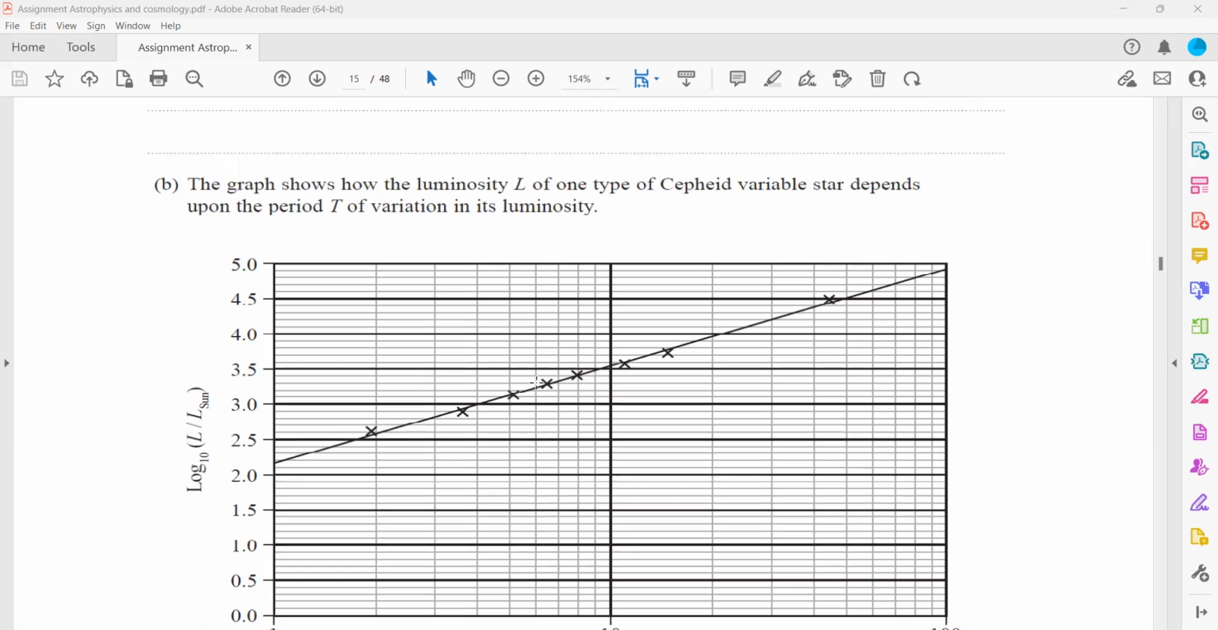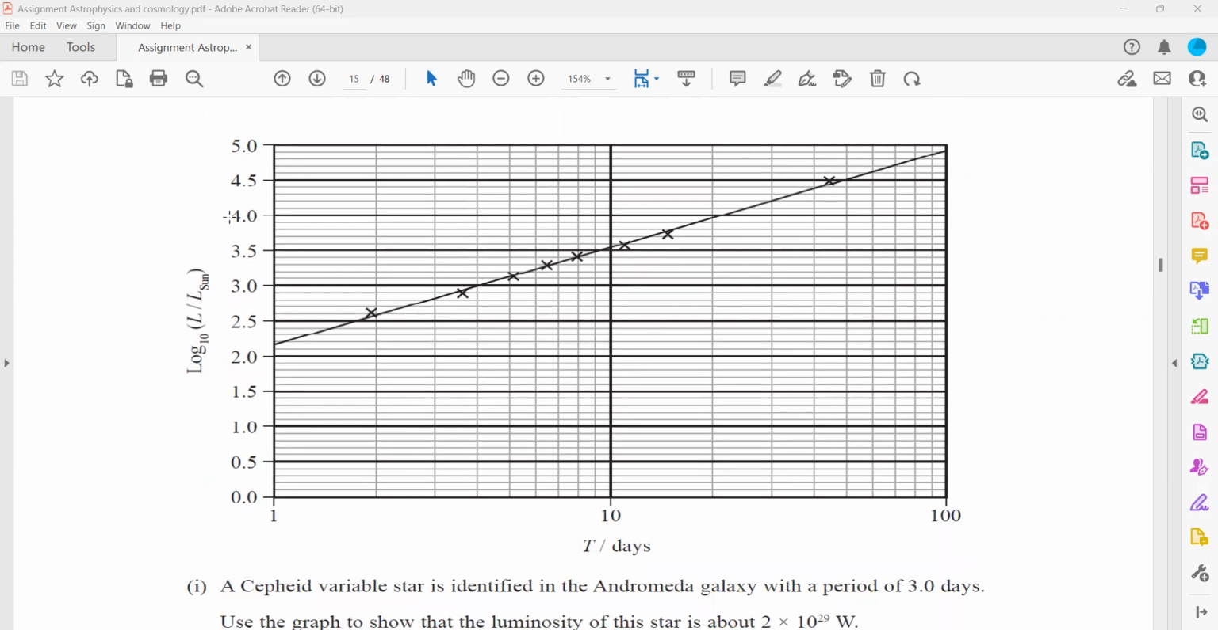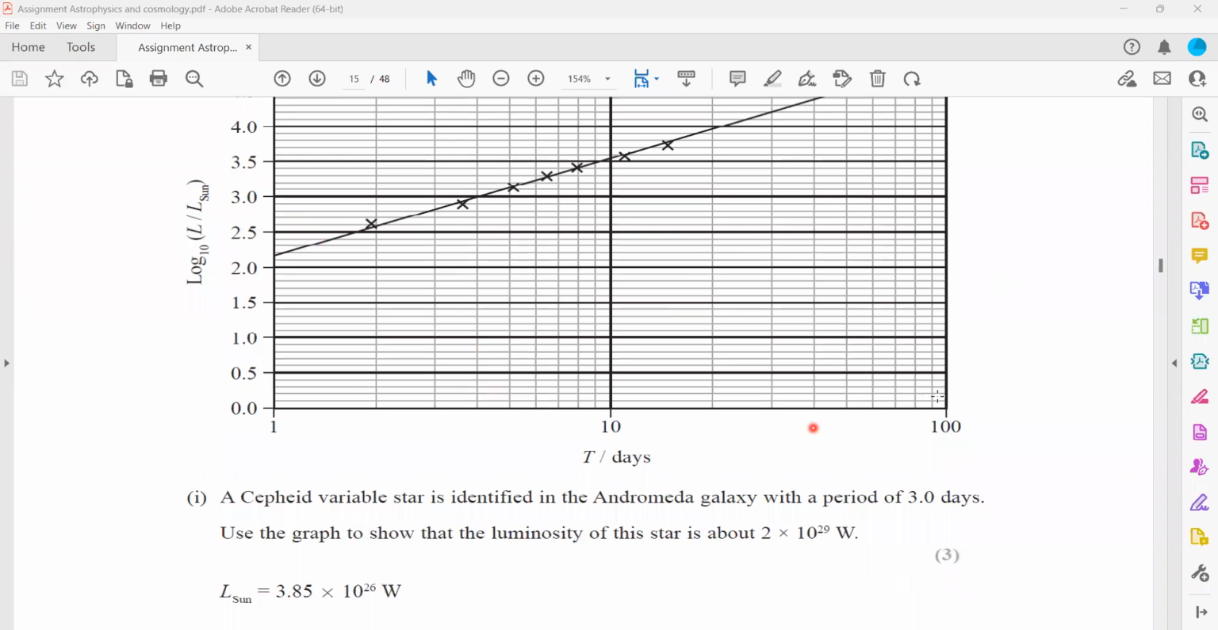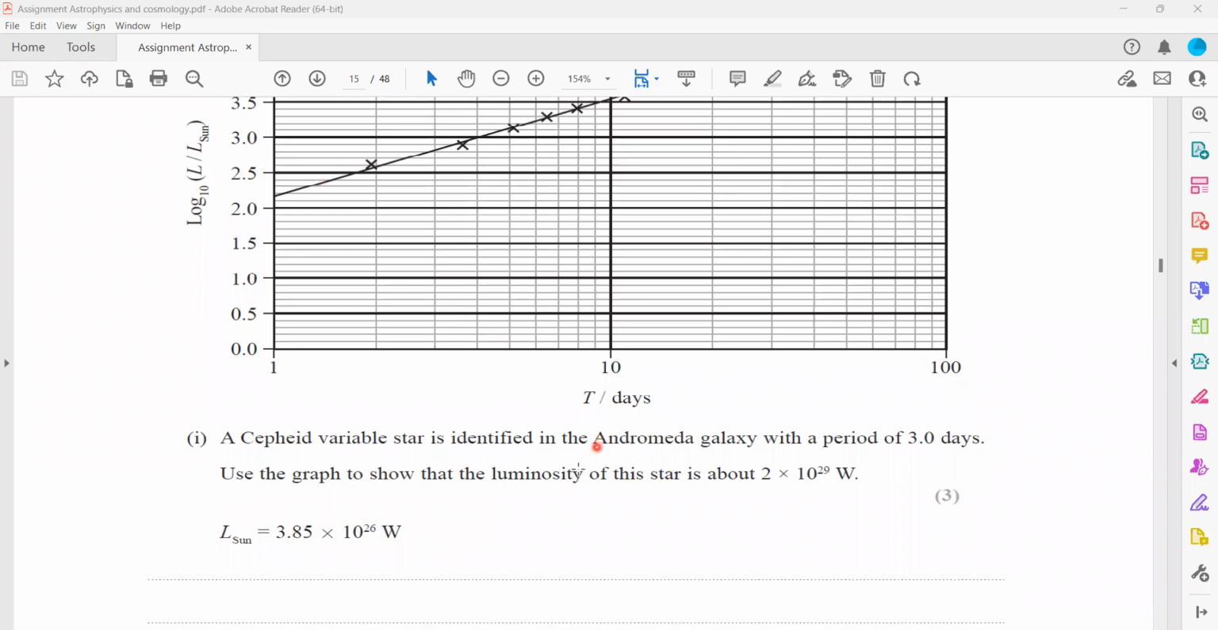The graph shows how the luminosity L of one type of specified variable star depends on the time period variation. So the ratio is there, its luminosity compared to the luminosity of the Sun, L by L sun. It's about 2 times or 2.2 times more than the Sun, and it is increasing with the time period. A specified variable star is identified in the Andromeda galaxy with a period of 3 days. Use the graph to show the luminosity of this star.